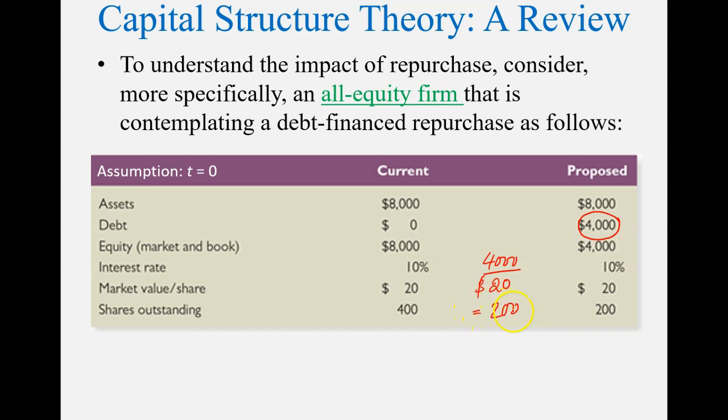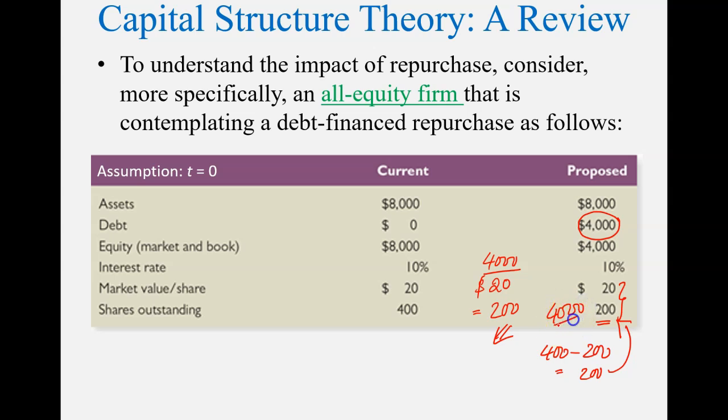So 200 shares will be repurchased, and as a result, the total number of shares outstanding will be 200 also. Notice this 200 is different from that 200. This is the 200 shares that is being repurchased, whereas this 200 is however many were there before, which is 400, minus the 200 that is being repurchased. So the shares outstanding will also be 200. Notice that 20 times 200 is $4,000.